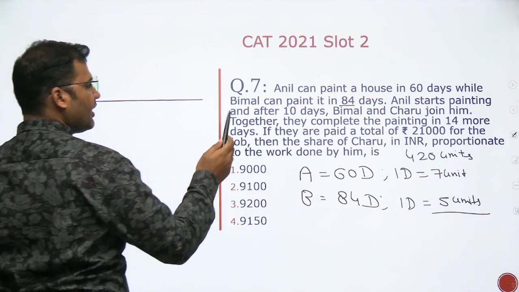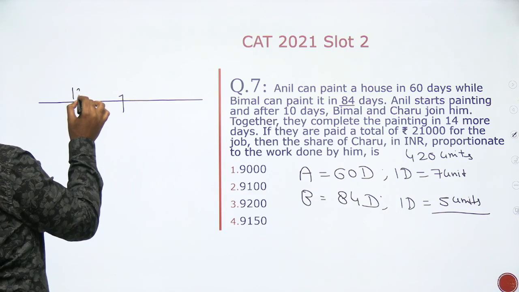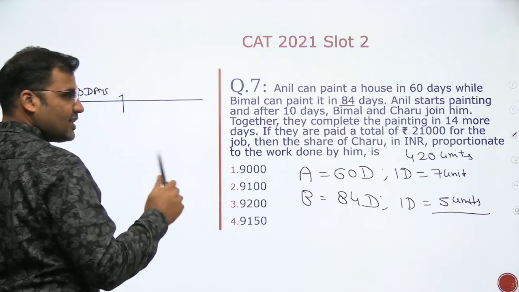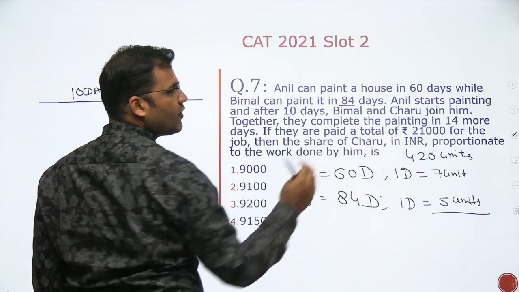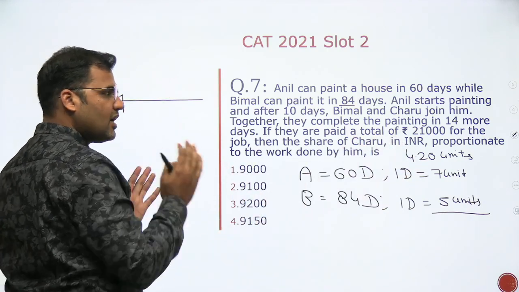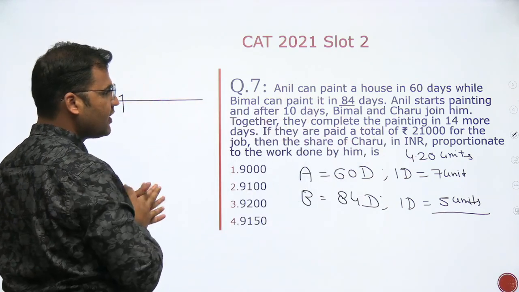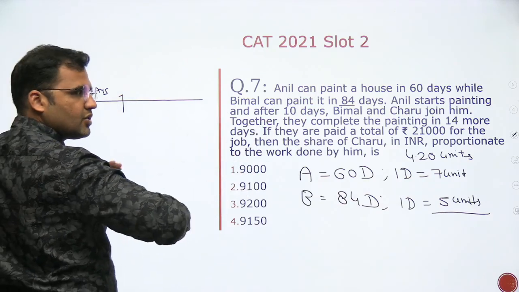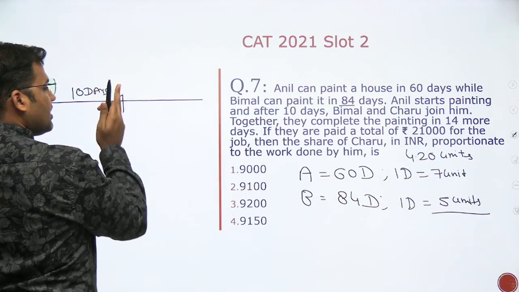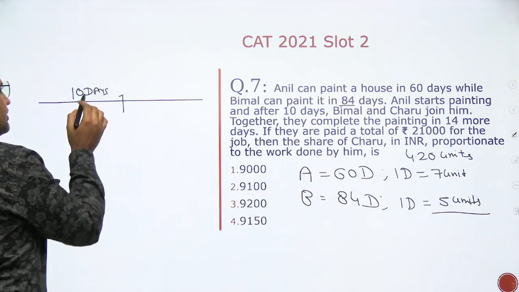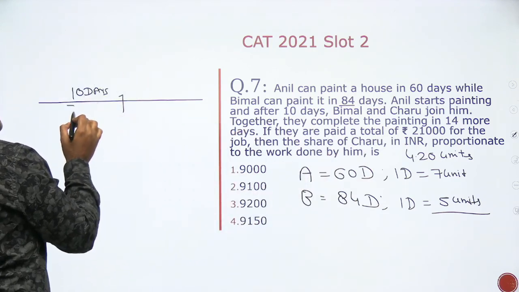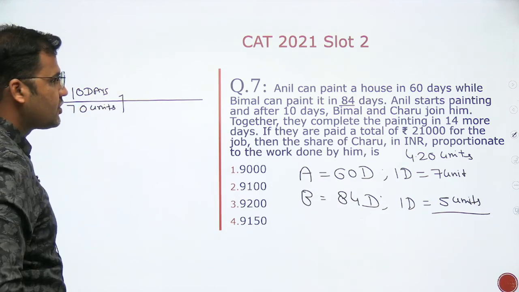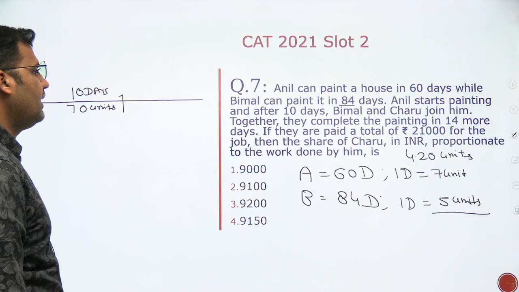Anil starts painting. Okay, so guys, initially for 10 days, Anil is doing the painting, right? So let's say ki painting ka jo total work hai, wo humne 420 units ke equivalent maan liya. Agar pura painting karna hai, to 420 units kaam karna hai. So one day mein ye 7 units kaam karega. Jab 420 units ho jayenge, to pura painting complete ho jayega. So Anil 10 days mein 7 units per day, 70 units ka work karega, right?